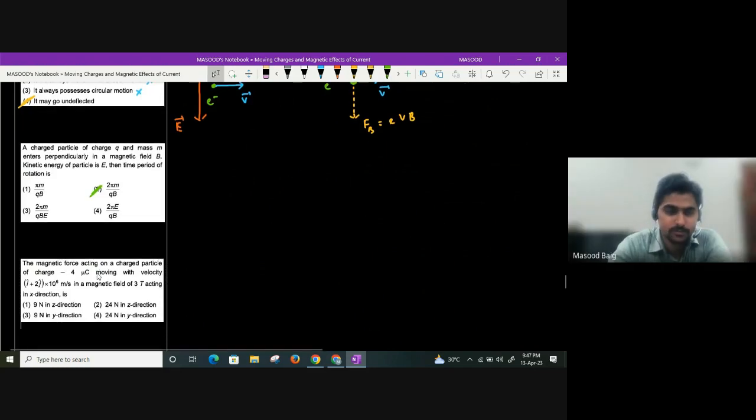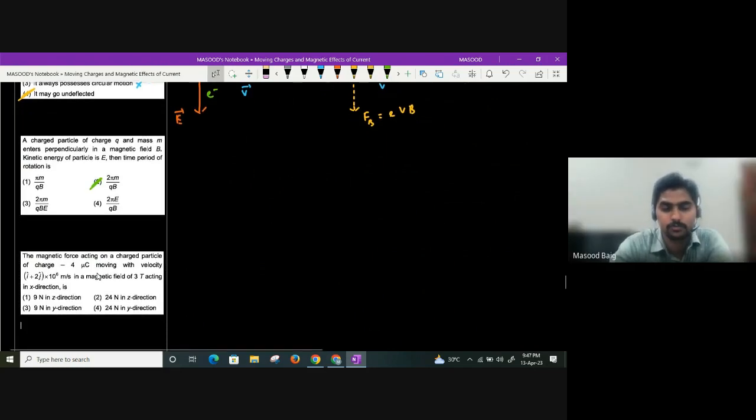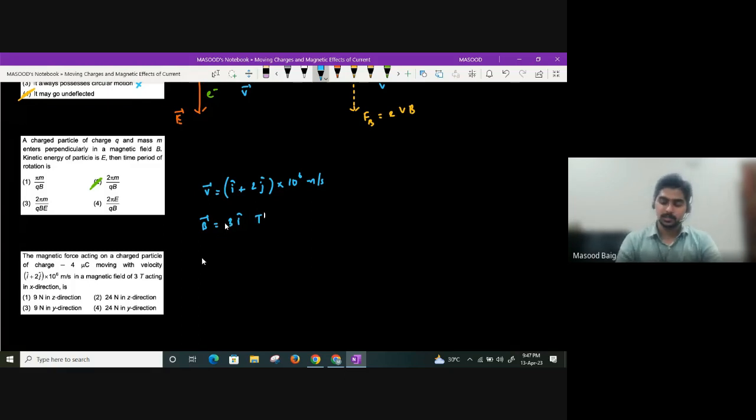Yes, sir. Magnetic force acting on a charged particle of charge minus 4 microcoulomb. Charge is negative, its velocity is given, guys. So what is given to us? Velocity is given as i cap plus 2j cap into 10 power 6 meter per second. And how is the magnetic field given? It is given in x direction, so can I say 3 i cap Tesla? They're asking, what is the charge given? It is minus 4 microcoulomb. Right? What is the magnetic force acting on it?